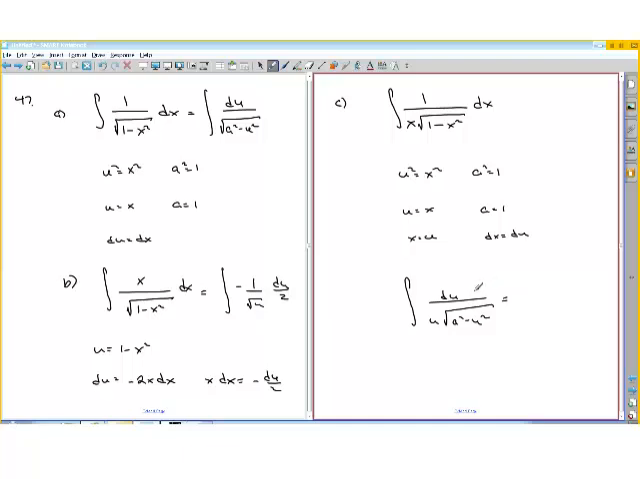Now if we had x squared over the square root of 1 minus x squared, we couldn't do that using what we have right now. We can solve that, and we'll learn how to solve that in Chapter 8, but for right now, these three we could solve. So let me just check to make sure that's right.